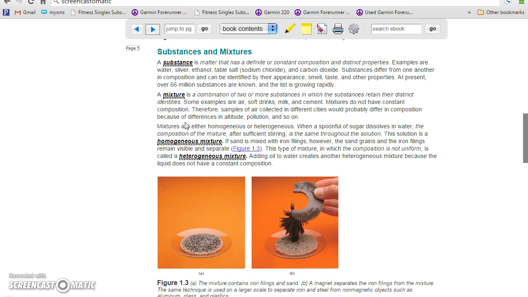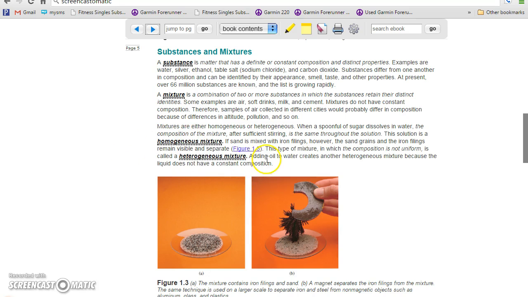Mixtures are either homogeneous or heterogeneous. When a spoonful of sugar dissolves in water, the composition of the mixture after sufficient stirring is the same throughout the solution. So now you got the difference between two types of mixtures. One would be homogeneous, with the constant composition. The other one is heterogeneous. Now, the way I've always described it is if you can see two things, it's heterogeneous. If you cannot, it's homogeneous.